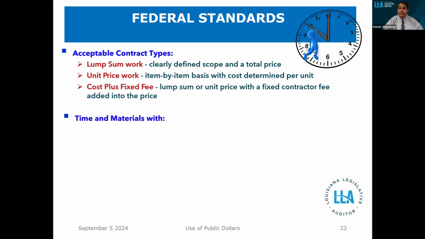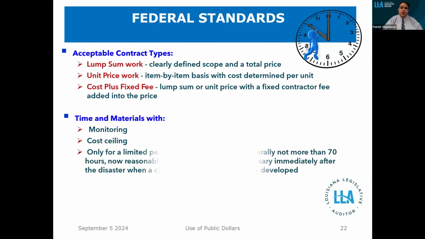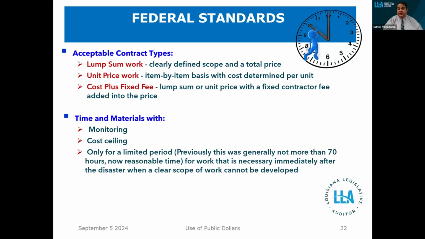Time and materials can also be considered acceptable, but you have to have monitoring. It's important because you also have to have a cost ceiling, because if you don't have these things, you can get into situations where the amounts spent are not reasonable. They can only be for a limited period of time. Previously, this was no more than 70 hours, but now it's a reasonable time for the work, and it has to be immediately. The clearest example of this is debris removal.